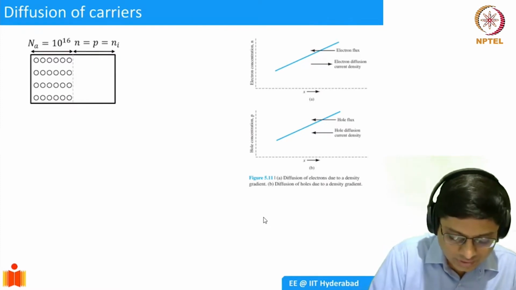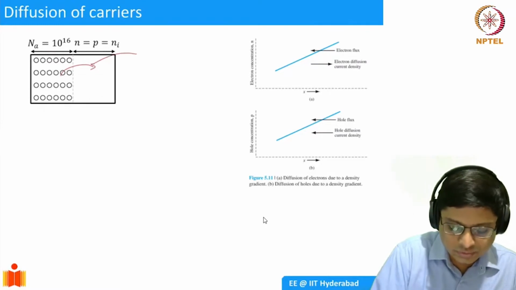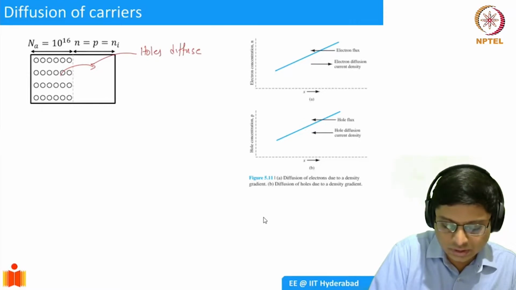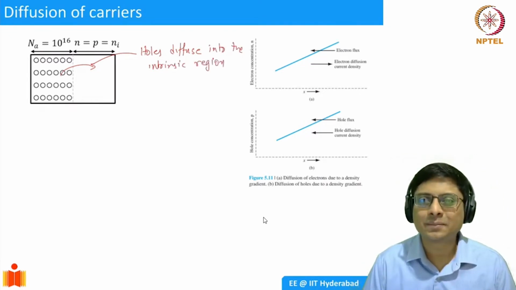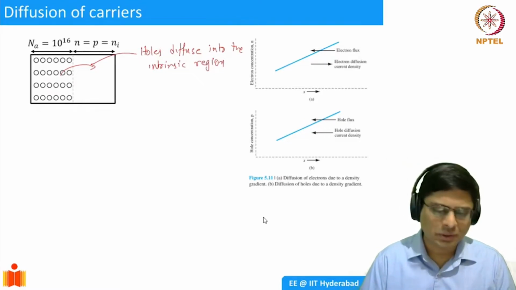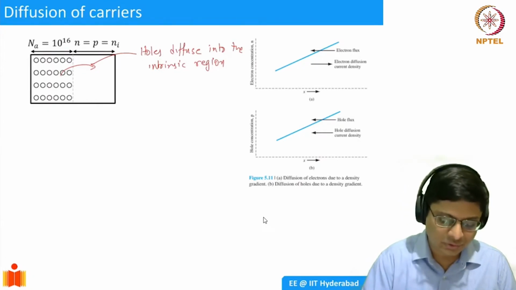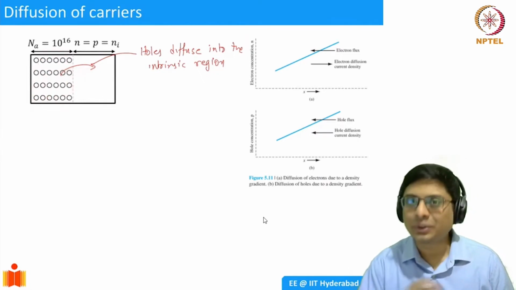So you have additional holes here, right? So holes are going to diffuse into the intrinsic region, right? Are electrons going to diffuse? Think about it. We're talking about holes, right? On the left side you have a lot of holes. They're going to diffuse. Is there going to be any electron diffusion? Well, it is going to be there.